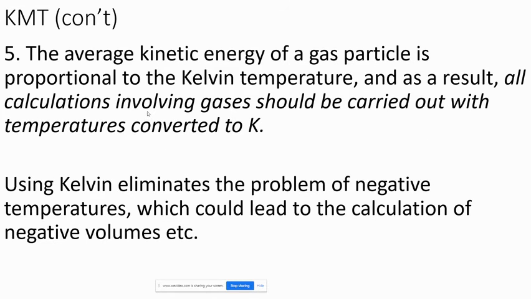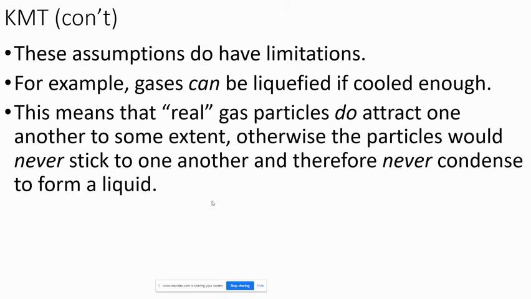And then the last postulate is that the average kinetic energy of a gas is proportional to the Kelvin temperature. That's why we have to have things in Kelvin. And as a result, all the calculations involving gases need to be carried out and converted into Kelvin. So Kelvin eliminates the problem with negative temperatures. If we did negative temperatures, then we might end up with negative volumes, and that doesn't work. We can't have a negative volume. So we do have some limitations here.